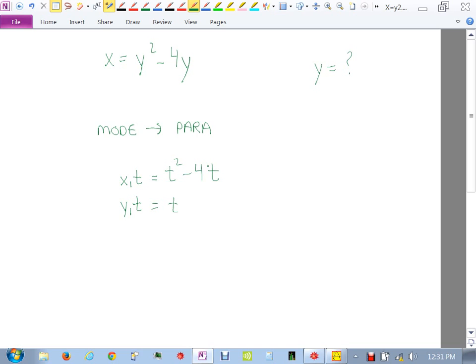It should give you a sideways parabola. However, your window may not be correct. You know how back with functions you could adjust how much x you wanted to see? We can adjust how much t we want to see. So hit window and tell me what your t-min and t-max are set at.